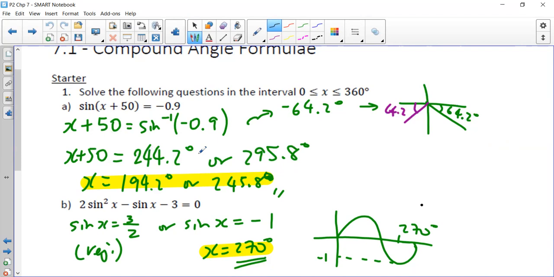One common mistake students make is they take away 50, so they use 194.2, then they use the CAST diagram, which is obviously wrong. So use the CAST diagram or the formula straight after you do the arcsine or arccos or arctan.